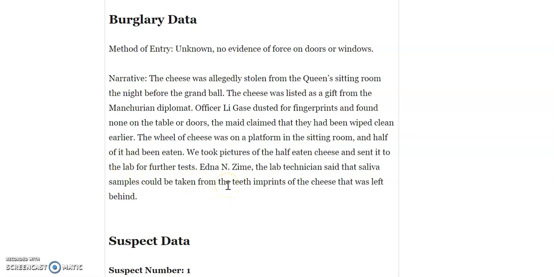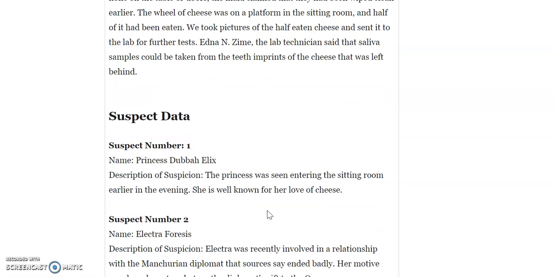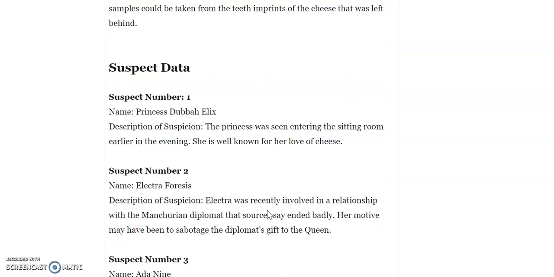Edna N. Zyme, the lab technician, said that saliva samples could be taken from the teeth imprints of the cheese that was left behind. So they have some DNA that was left at the crime scene, which is our saliva, and we're going to get some DNA from that, and we are going to see which one of our suspects did, in fact, steal the Queen's $12,000 cheese.